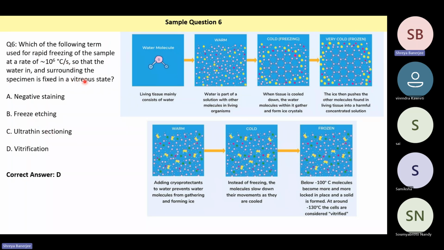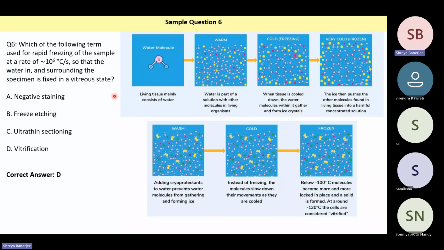So vitreous state basically means you are freezing the water in the native orientation. So I'll just discuss this. You have the living tissue composed of water. Now, if you are slowly cooling the tissue, water will form this kind of hexagonal ice crystals. And the hexagonal ice crystal will completely destroy the structure of the cell.